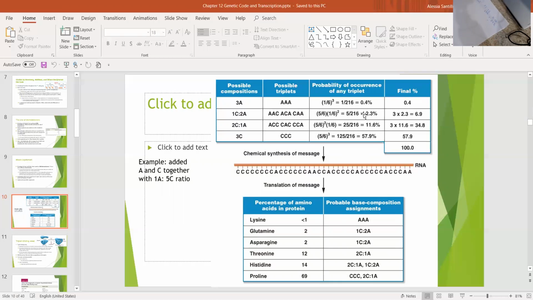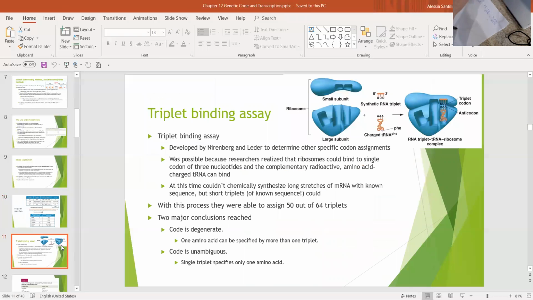So this is how they basically figured out, or tried to figure out, the possible codes, right?